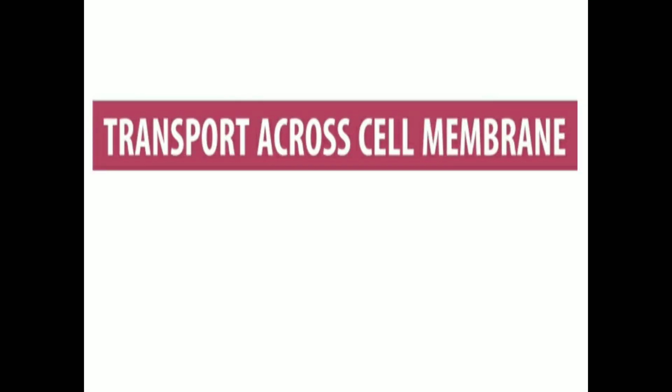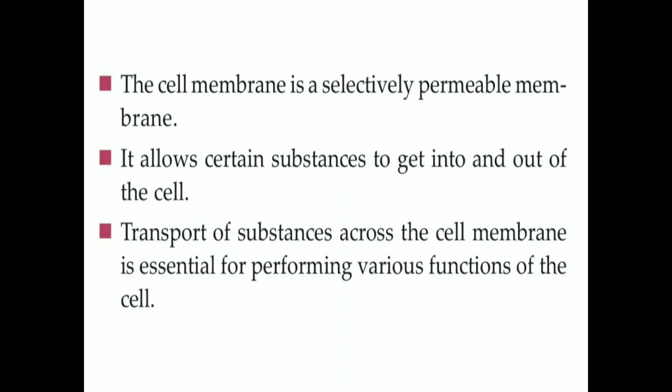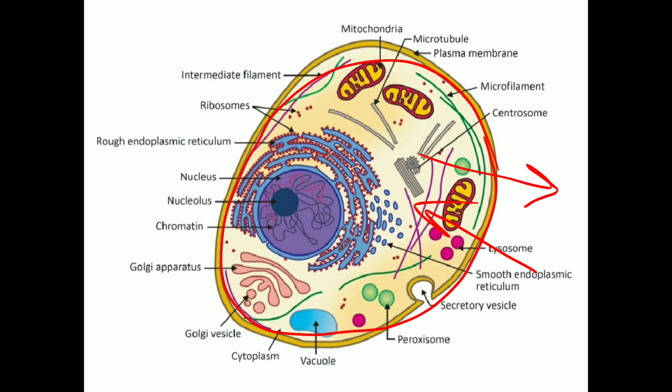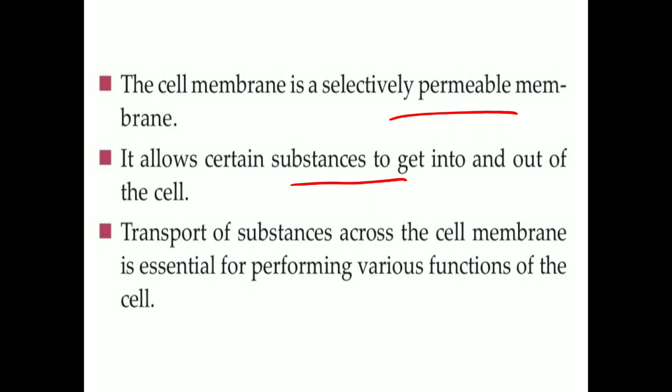In this lecture, we'll discuss the transport of substances across the cell membrane. The cell membrane, as we have already discussed, is a selectively permeable membrane which will allow certain substances to get into the cell and certain substances to get out of the cell. The plasma membrane is the outer protective covering of the cell which will allow some of the substances to get into the cell and some of the substances to get out of the cell. The transport of substances is very important for performing various functions of the cell.